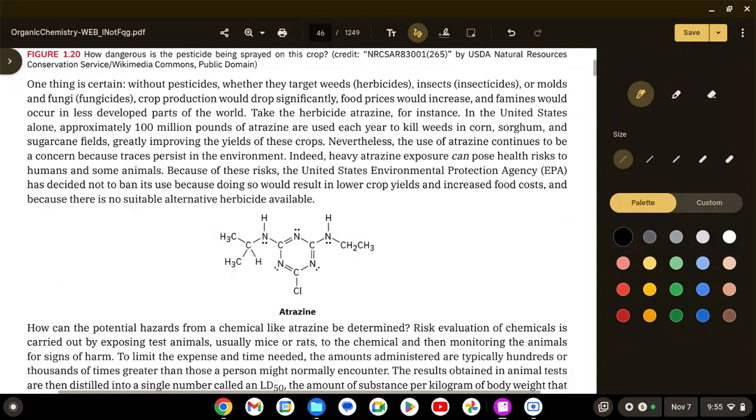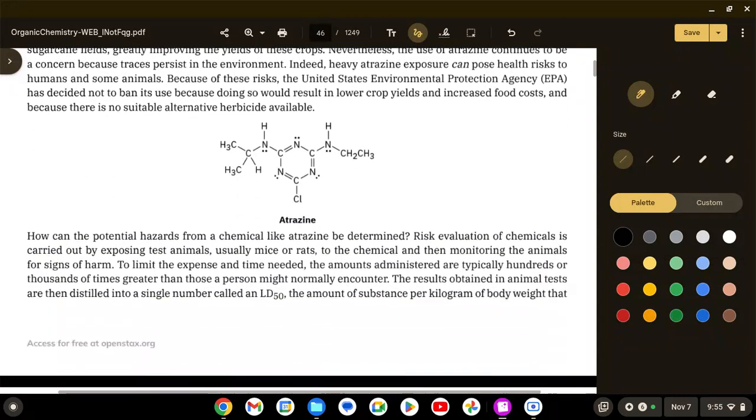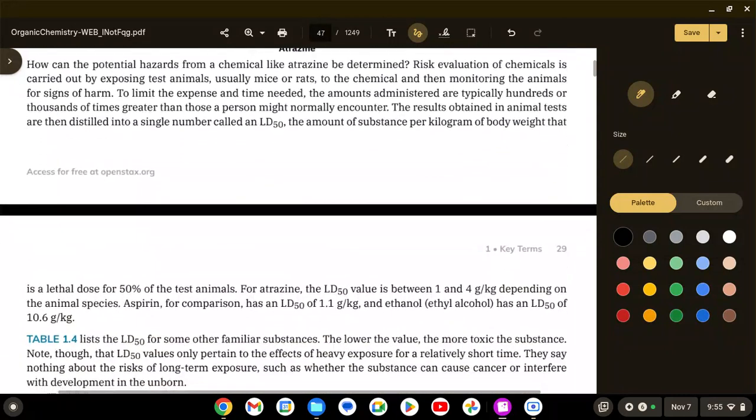Nevertheless, the use of atrazine continues to be a concern because traces persist in the environment. Indeed, heavy atrazine exposure can pose health risks to humans and some animals. Because of these risks, the United States Environmental Protection Agency has decided not to ban its use because doing so would result in lower crop yields and increased food costs, and because there is no suitable alternative herbicide available. How can the potential hazards from a chemical like atrazine be determined?